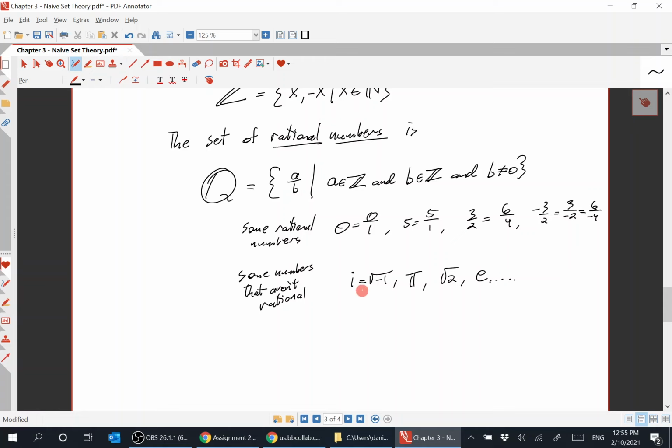Some numbers that aren't rational, there's this i, which is the square root of negative 1, pi, the square root of 2, e, this number here. You know what that number is, anybody? It's got a name. Golden ratio. Golden ratio, yeah.